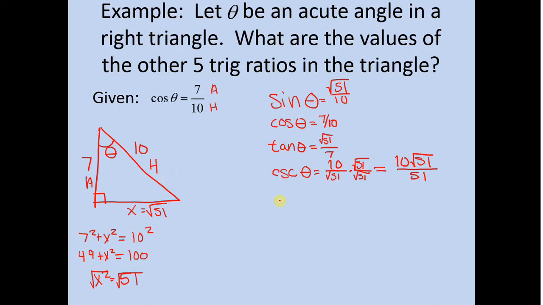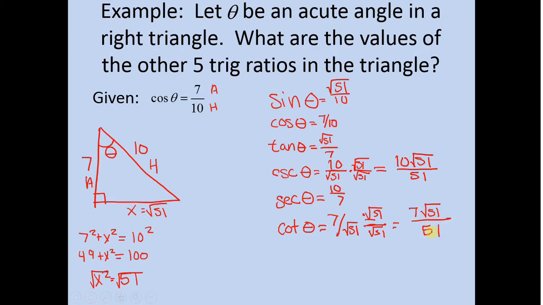Let's do the same thing. Cosecant, so that's going to be my secant. That's going to be 10 over 7. Nice easy one, right? And then cotangent. It's going to be 7 over the square root of 51, which is aka, if I multiply by the square root of 51 over the square root of 51, I'm going to get 7 square roots of 51 over 51. Those are all 5 of my answers for that particular problem.